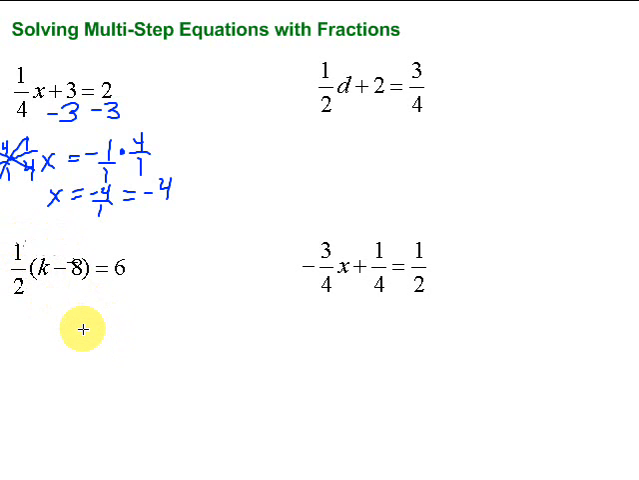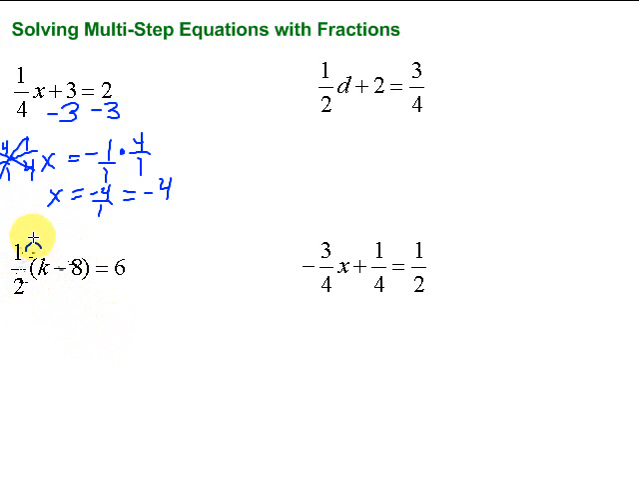Or we could, if we wanted to, multiply, because this 1/2 is being multiplied by k minus 8, we could just multiply by the flip right away and get rid of that. Let's do it both ways and show how it works out. Let's start with distributing it through.